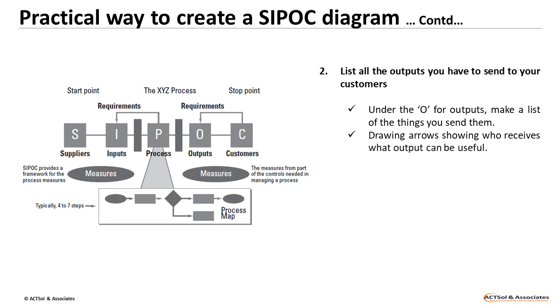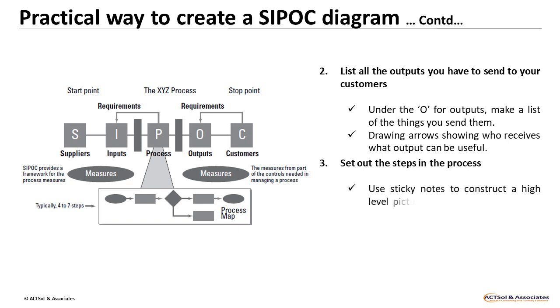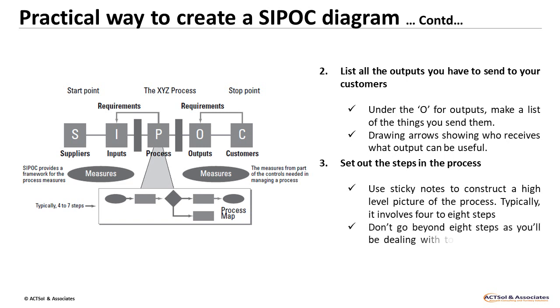Number 3. Set out the steps in the process. Use sticky notes to construct a high-level picture of the process. Typically, it involves 4 to 8 steps. Don't go beyond 8 steps as you will be dealing with too much detail too soon.